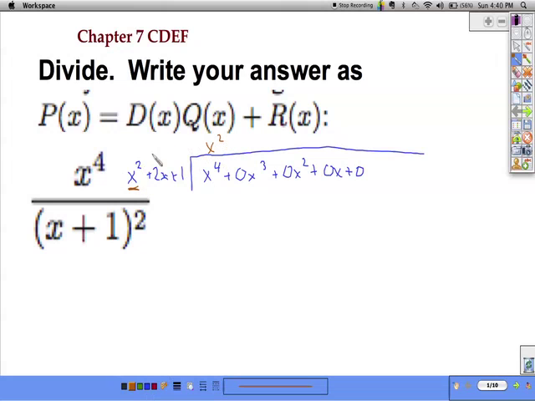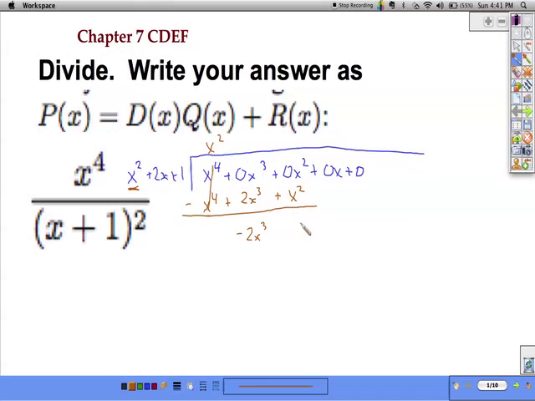And I'm going to multiply back times everything in the divisor. So I'm going to do x squared times x squared, x squared times 2x, and x squared times 1. And then we're going to subtract. The first term better cancel out.